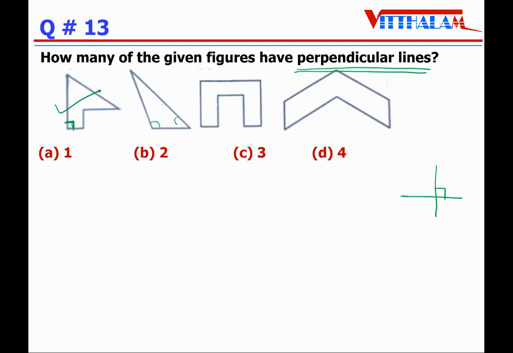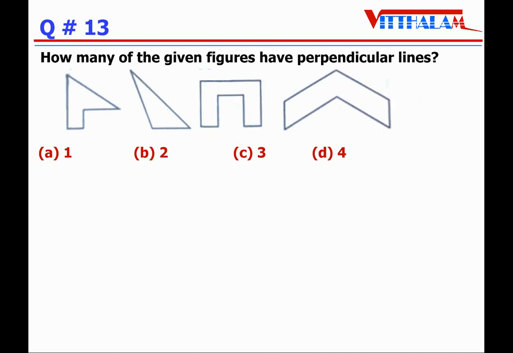If you see here, there is no right angle. So this figure has no right angle. That means there is no perpendicular line. If you see here, this is a right angle, this is a right angle, this one is a right angle, this one, this one, this one is a right angle. Even these two are also. So this figure has many pairs of perpendicular lines. If you see here, this is less than 90, this is greater than 90. So there is no perpendicular line, correct? So this figure has not. That means 1 and 2. So B, two figures have perpendicular lines. So answer is B.